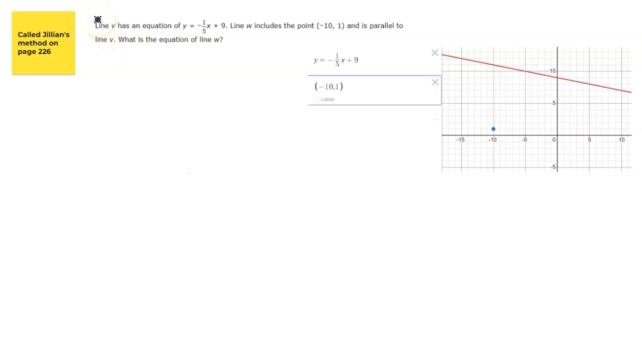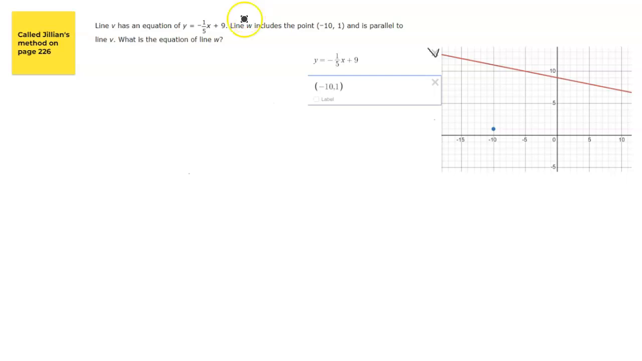Sometimes in math, you'll want to write an equation of a new line that is parallel to a line that you're given. So in this situation, we're given information about line V, and that is this red line right here. And line V has a y-intercept of 9 right here, and it has a negative slope. Its slope is -1/5. And we want to write an equation for line W.